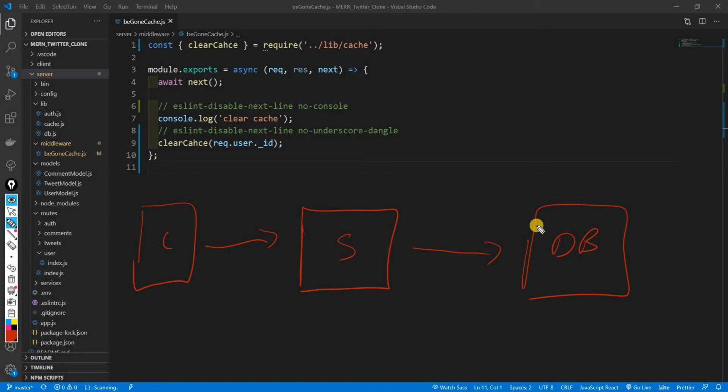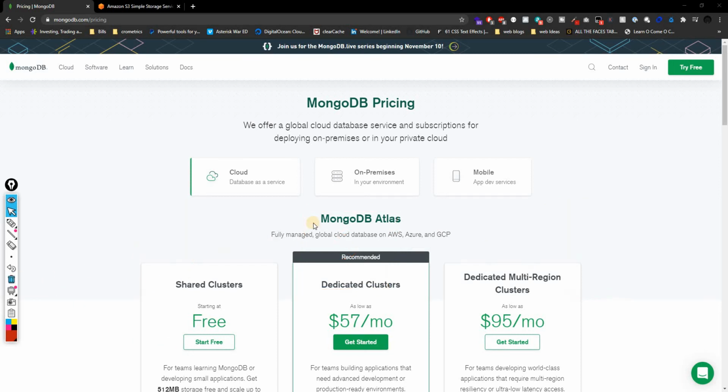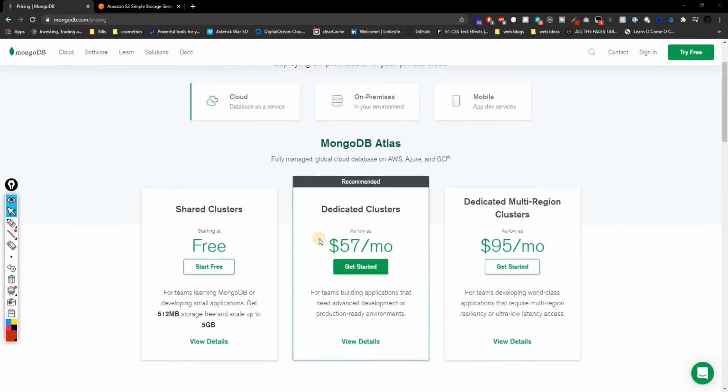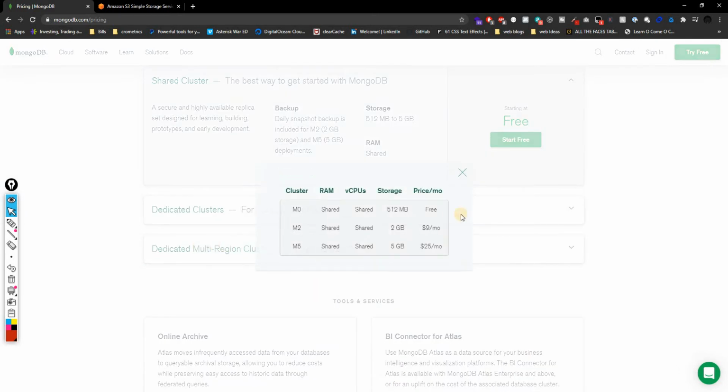All right, let's talk about the pricing for MongoDB, okay? Let me actually pull that out. Here we are. All right. So for our storage for our MongoDB right now, we're running the free one. Let's just take a look at the free one, right? So our free is 512 megabytes, which is nothing for images.